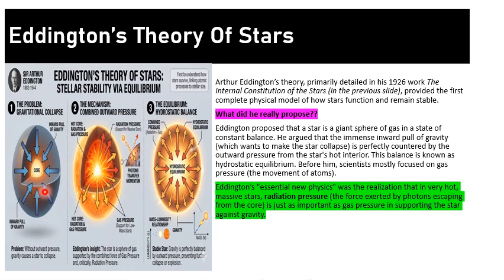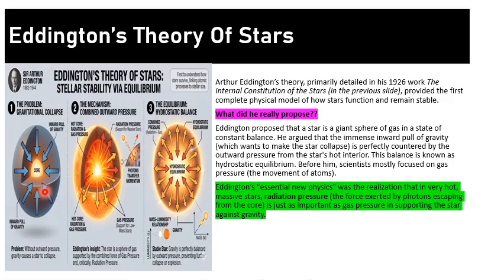So, what was Eddington's theory of stars? Sir Arthur Eddington's theory, primarily detailed in his 1926 work, that book that I showed you in the previous slide, provided the complete physical model of how these stars in the universe function and why they remain stable despite the immense gravitational pressure of the core.